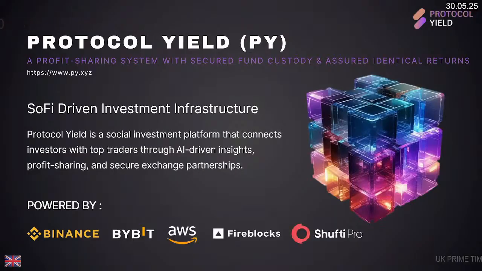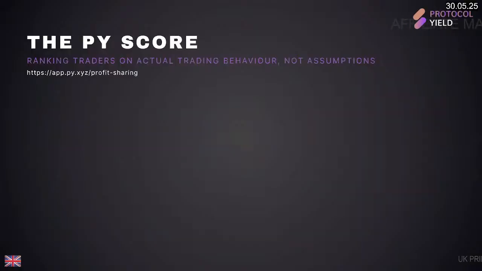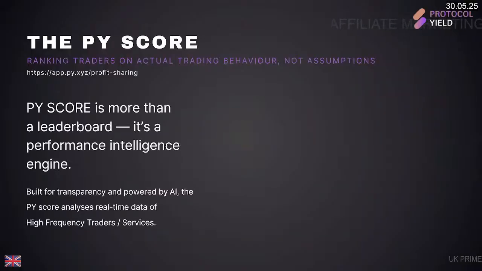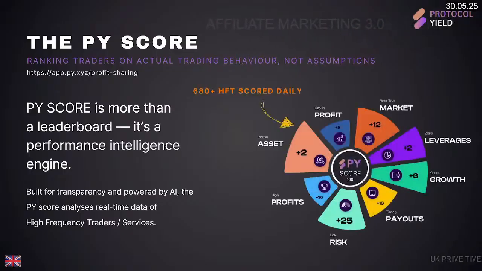We also have brand names like Fireblocks and Shufti Pro. Shufti Pro is our KYC partner. Amazon Web Services is providing the basic server and maintenance. Fireblocks is responsible for security certifications and securing the asset management. Now, PiSco. It is one of the very critical components of Pi. There are more than 680 HFTs who are being monitored daily by our algorithm, our artificial intelligence protocol, AI protocol.